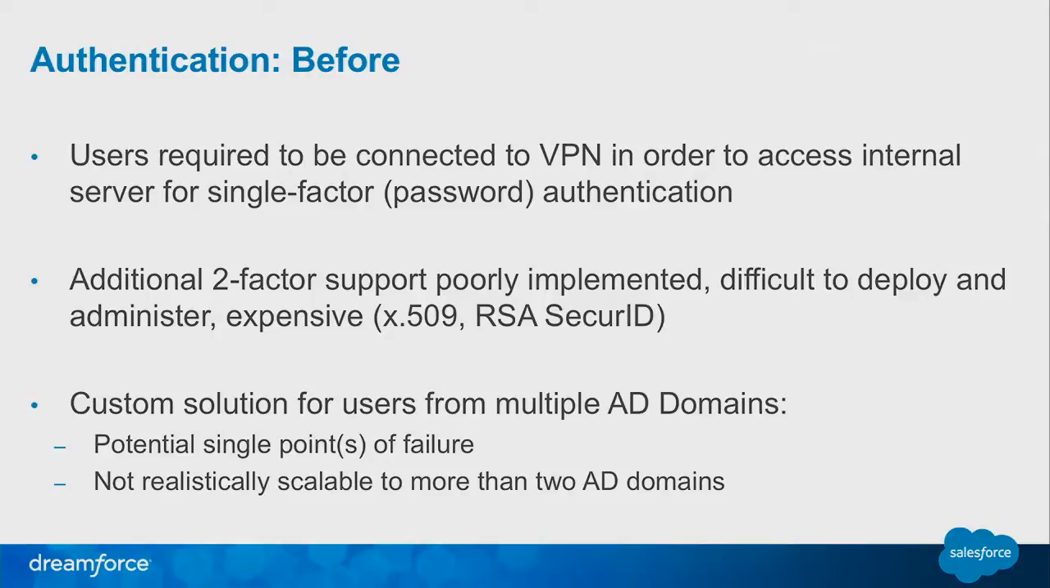So here's some of our before situation. Users have to be connected to VPN to do anything, which, you're trying to access cloud apps and you've got to be on the internal network. It's a little bit backwards. It's extra annoying on a mobile device, no doubt. The additional two-factor support in the third-party vendor product was not implemented very well. It just worked very poorly, and the only thing that really worked for us out of the box, they had support for X509. Couldn't really find a viable use case for that for our users. RSA security just didn't work very well. It wasn't actually their fault, but it didn't work well. And the custom solution, I think I already mentioned this, with the users from two different AD domains logging in with their email address, had a potential single point of failure and really didn't scale well.